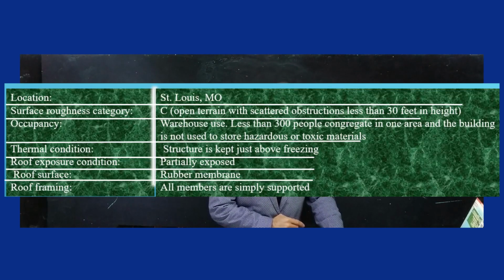So take a look at the problem again. There it is. One of the things given with this problem is the location is St. Louis, Missouri. The surface roughness category is given as C, and there's obstruction less than 30 feet high. Occupancy is a warehouse use with less than 300 people. We have the thermal condition: the structure is kept just above freezing, and a roof exposure condition of partially exposed. We need that information, and the roof framing. So let's proceed with step number 1.